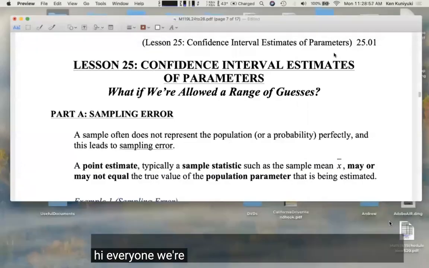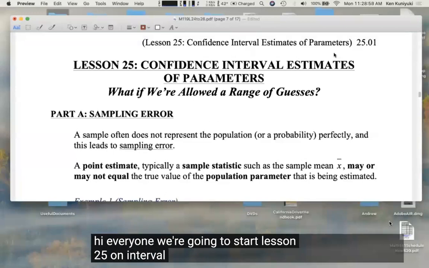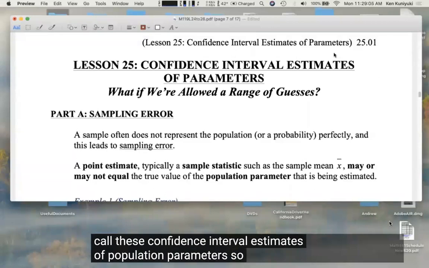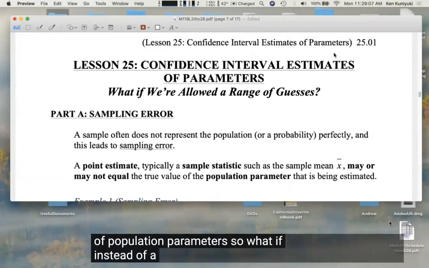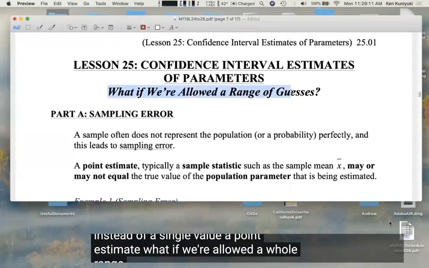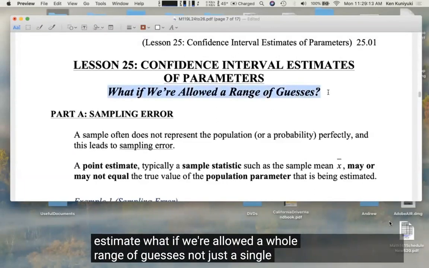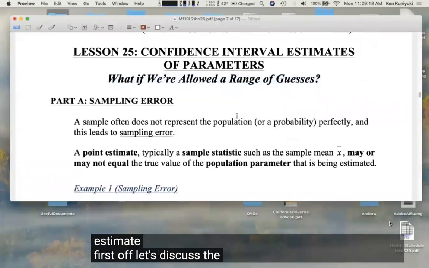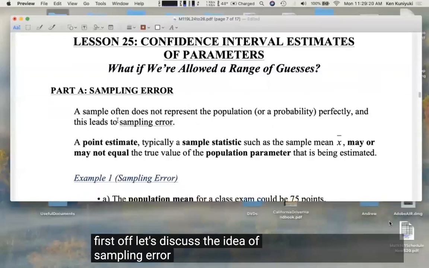Hi, everyone. We're going to start lesson 25 on interval estimates. We're going to call these confidence interval estimates of population parameters. So what if, instead of a single value, a point estimate, we're allowed a whole range of guesses, not just a single point estimate? First off, let's discuss the idea of sampling error.